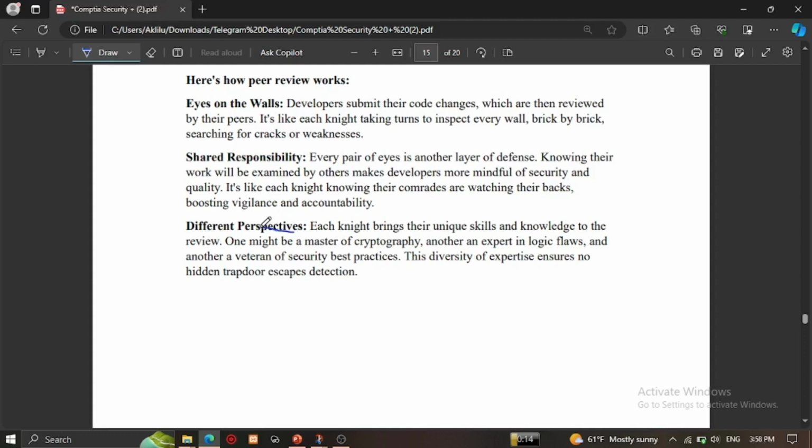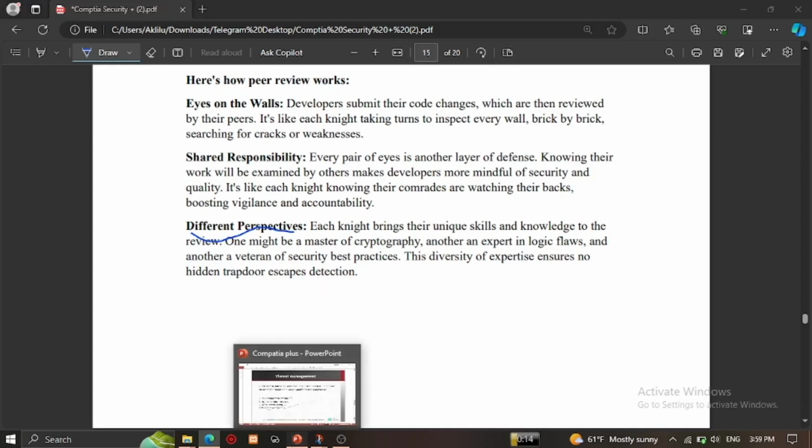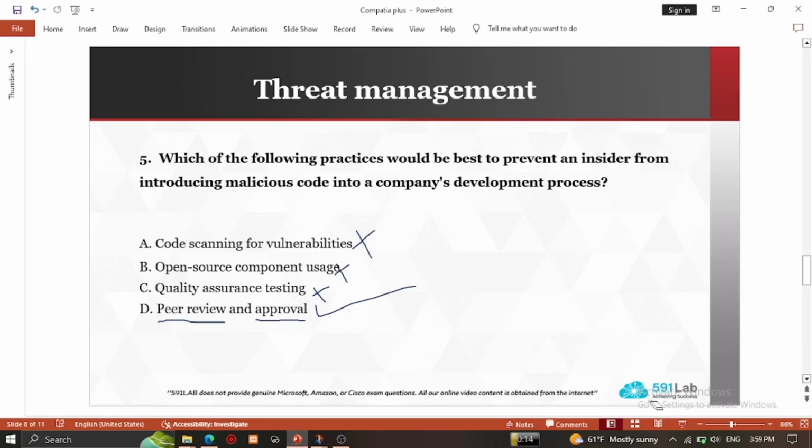There is also what we call the different perspectives. Everyone has their own perspective. It brings a unique perspective and expertise to the review process, which helps to identify potential issues, including malicious code.